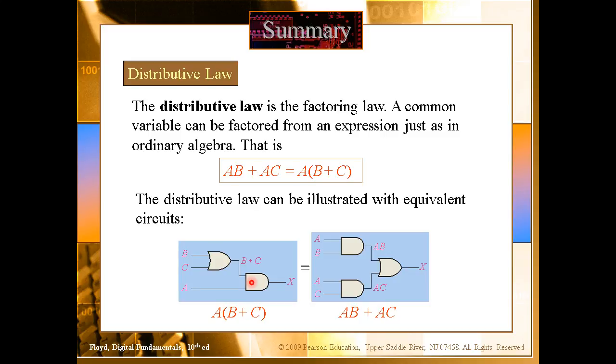Now, if you look at these two circuits, both circuits look different, right? Because here we have just one OR gate followed by an AND gate because we are just adding B and C and then we are multiplying with A, right? But here we are multiplying A and B, we are multiplying A and C, and then we are adding both of those, right? The circuits look different, but still they are equivalent. That actually means that even if the circuits look different, for every single combination of A, B, and C, the output will be the same in both circuits.